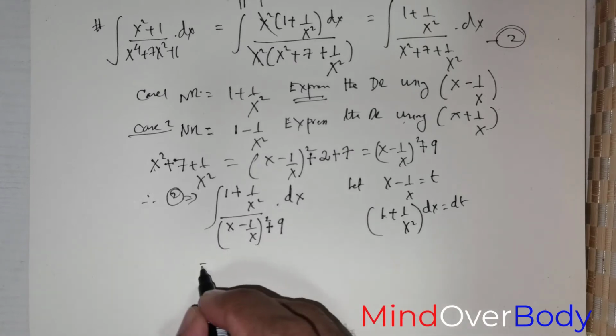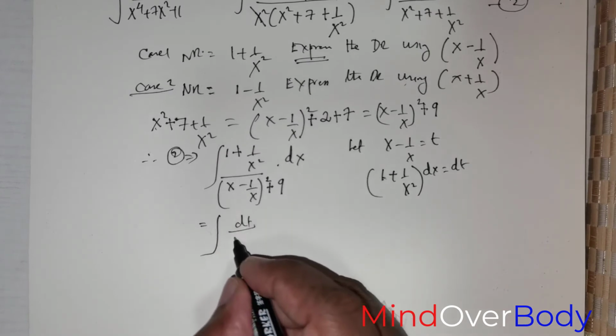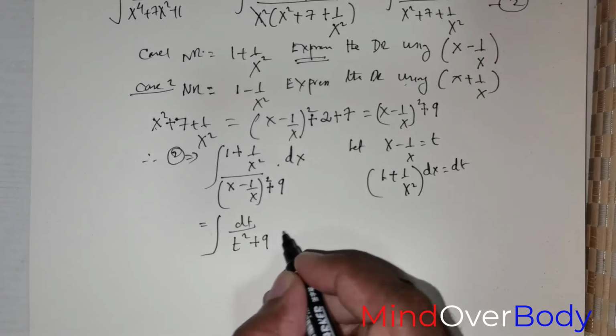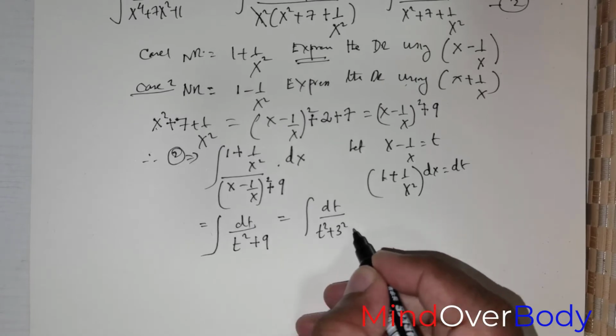So in the place of the numerator, I am going to replace it with dt. In place of the denominator, it's going to be t squared plus 9. Now I can rewrite this as dt over t squared plus 3 squared.